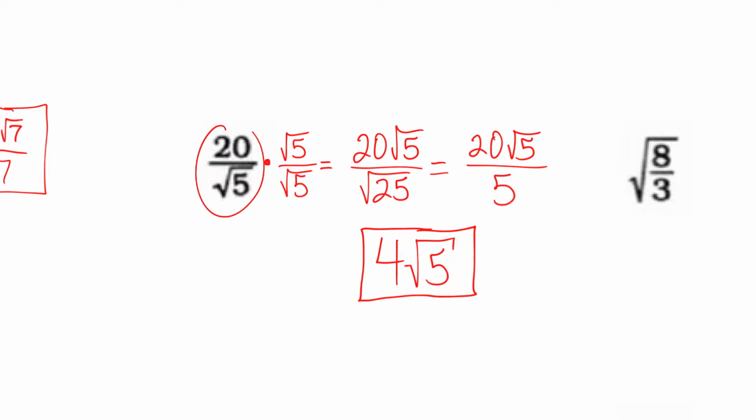And again, we started off with 20 over the square root of 5, and we ended up with 4 square root of 5. Those are the same thing. If you typed them in your calculator, you'd see they give you the exact same decimal number there.